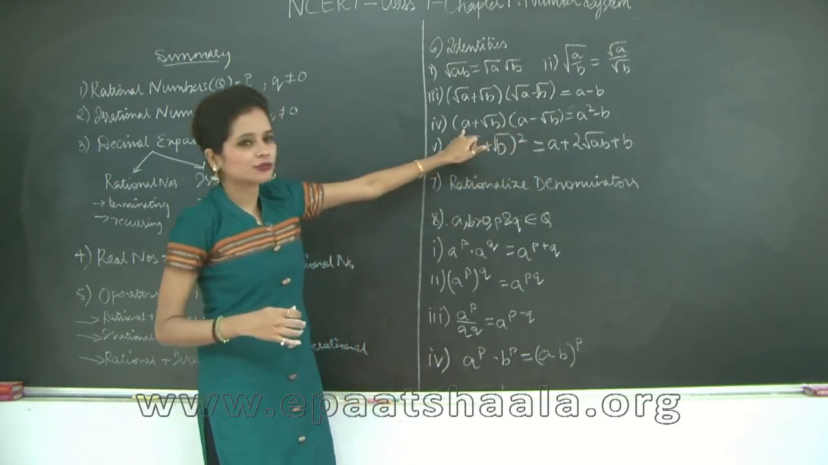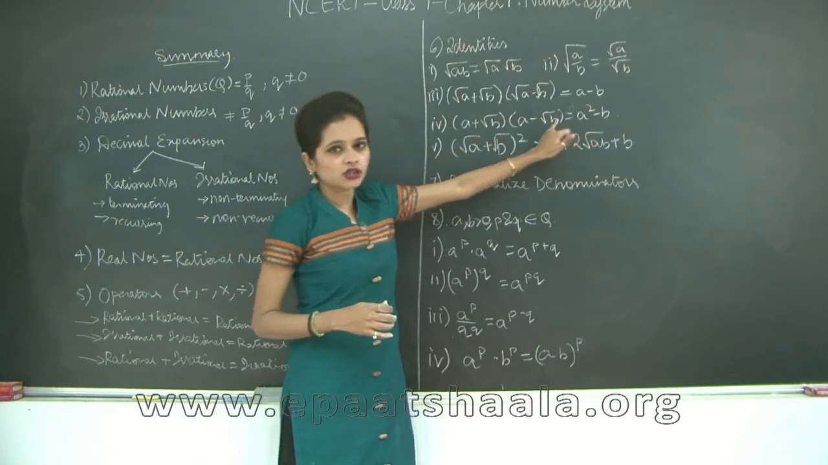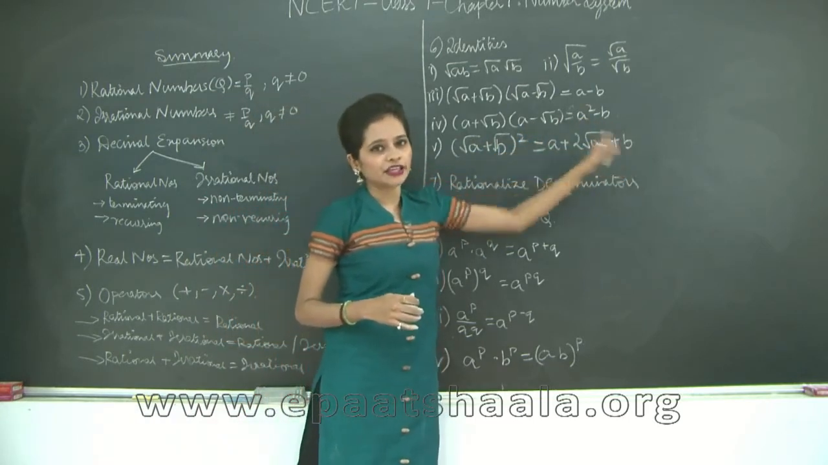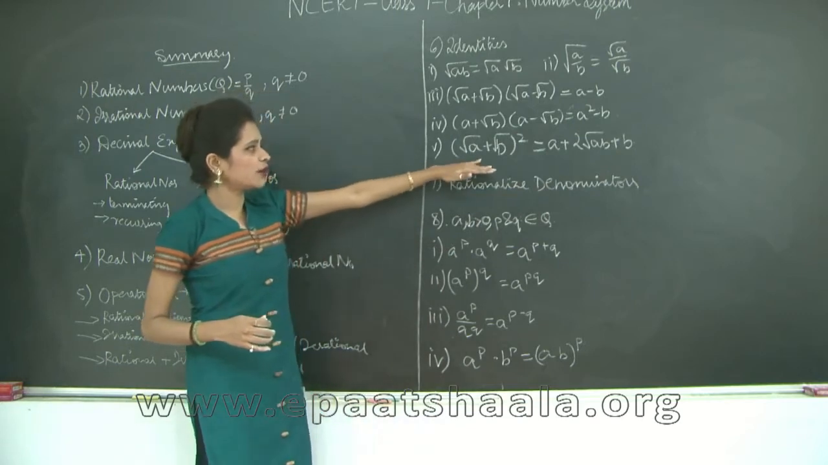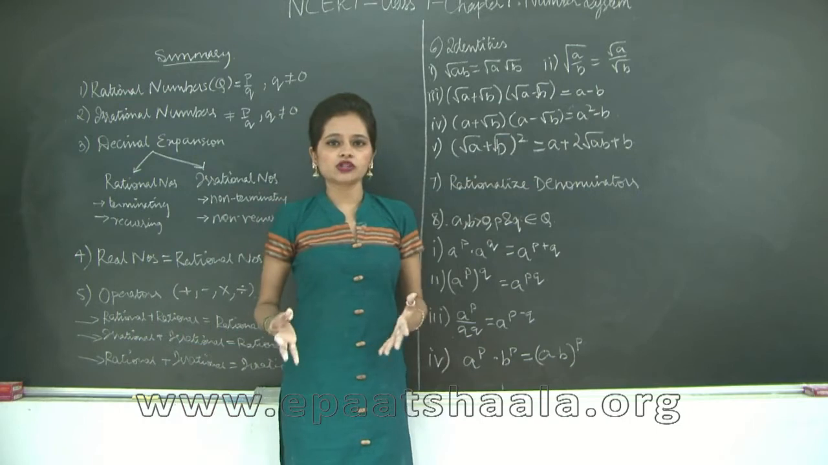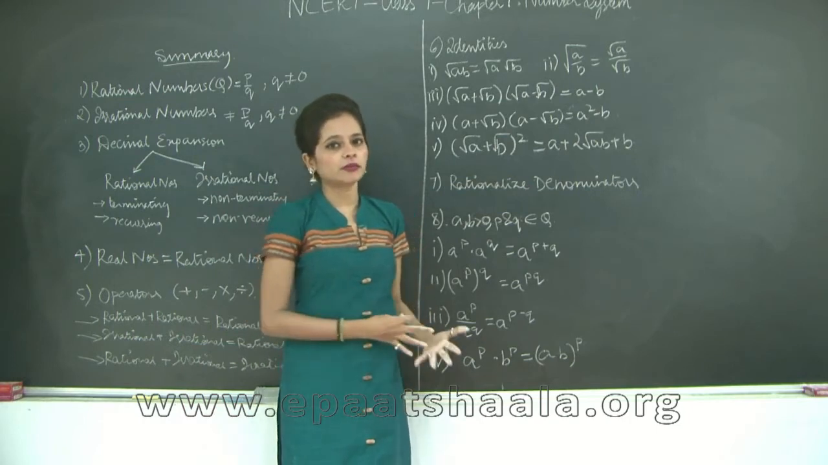So square of the first term here is a square and square of the second term is going to be b. So a square minus b. And then finally you have root of a plus root of b the whole square. So (a plus b) the whole square is nothing but a square plus 2ab plus b square.